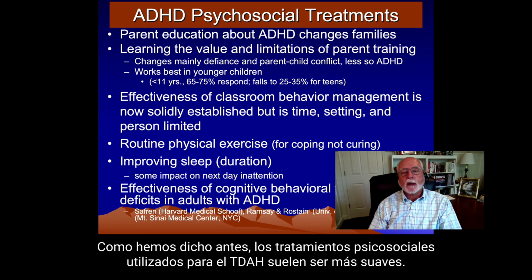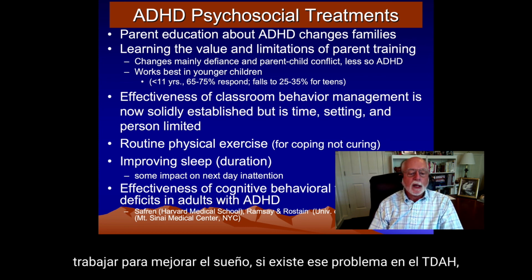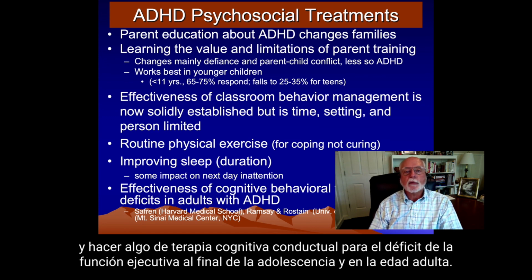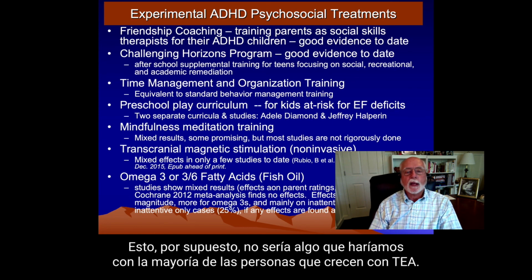ADHD. As I've said, the nature of the psychosocial treatments used for ADHD are often milder, involved contingency managements used by parents and teachers, may involve incorporating routine physical exercise, working on improving sleep if that's a problem in ADHD, and doing some cognitive behavior therapy targeting executive function deficits by late adolescence into adulthood. That, of course, would not be something that we would necessarily be doing for most people growing up with ASD.